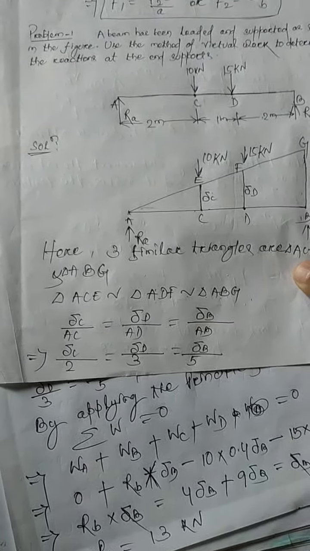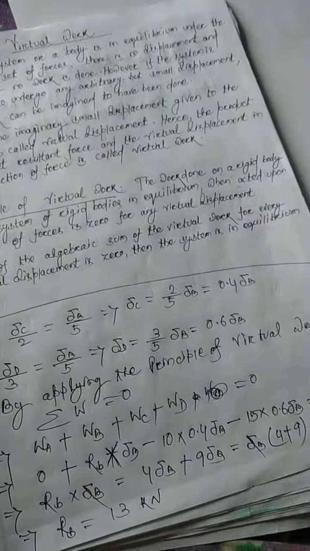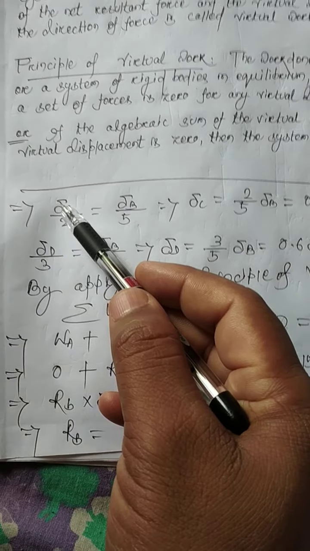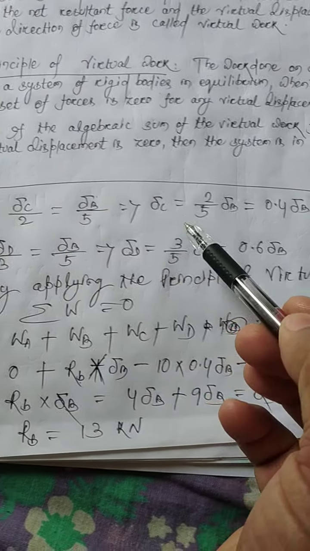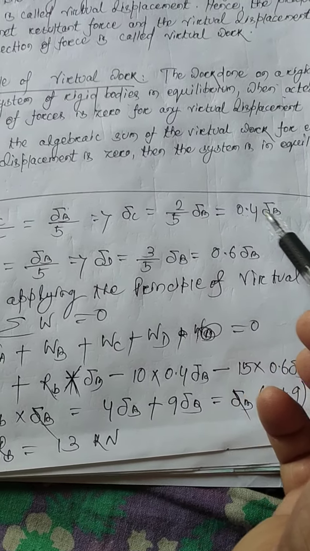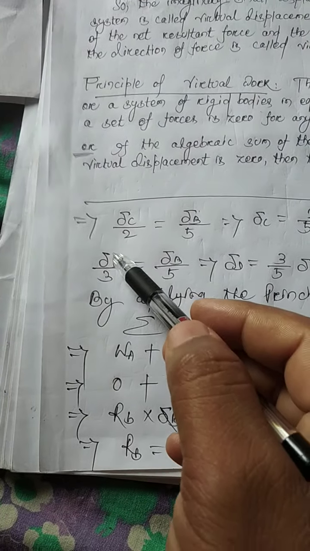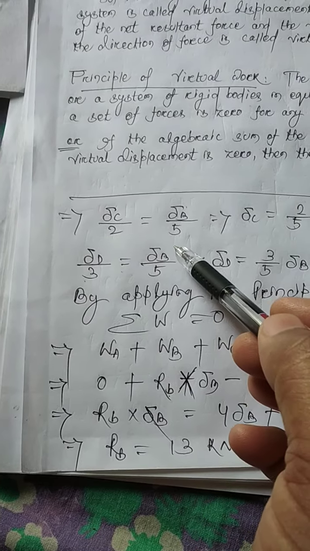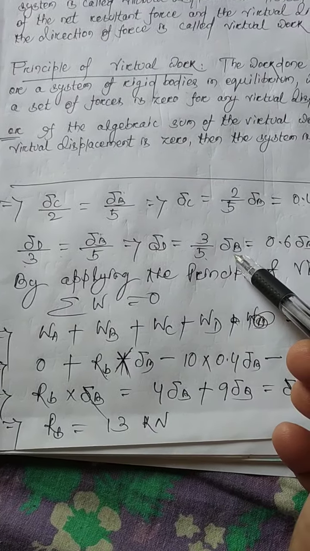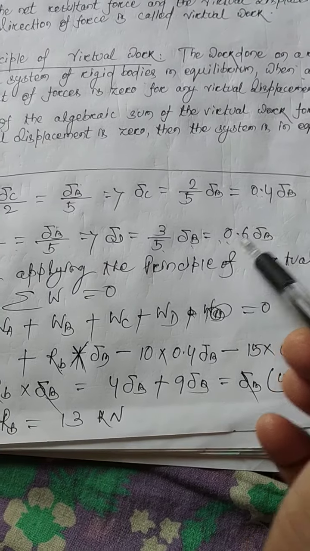Now look into the equation. Here we can find del C in terms of del B. So del C is equal to 2 by 5 del B, that is 0.4 del B. Again, we put the equation del D by 3 is equal to del B by 5. So del D is equal to 3 by 5 del B, that is 0.6 del B.